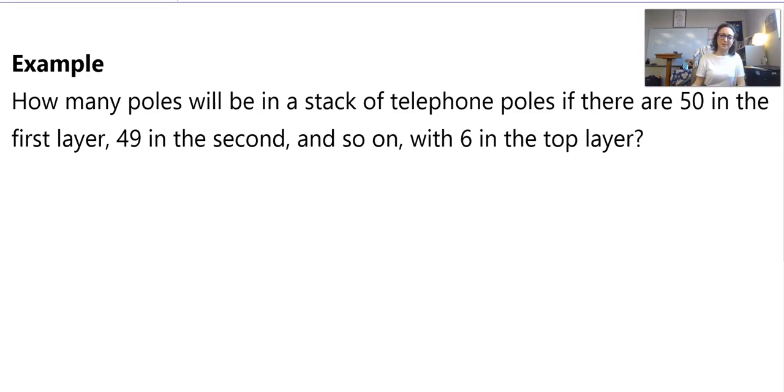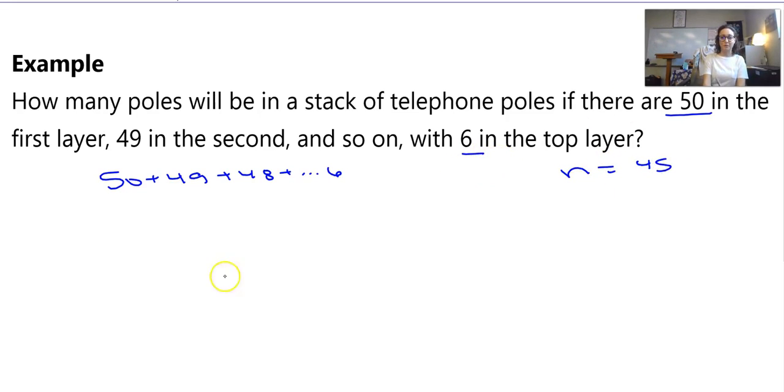All right, let's close with this example. It says how many poles will be in a stack of telephone poles if there are 50 in the first layer, 49 in the second, and so on, with 6 in the top layer. Okay, so we first need to figure out how many terms am I adding. Well, remember, top minus bottom plus 1. So how many layers will I have? I will have 45, because 50 minus 6 is 44, plus 1 is 45.